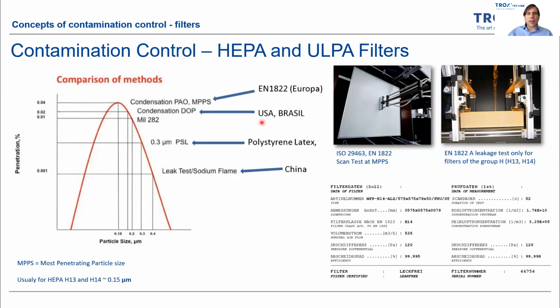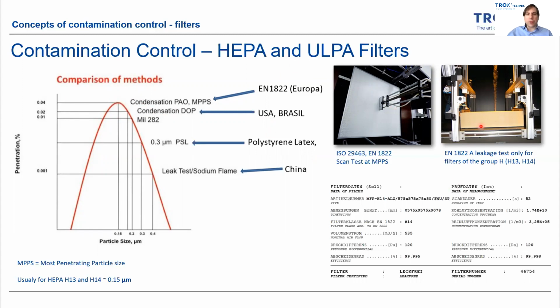A lot in South America and USA, we still use the US standard. We use the photometer. So we are testing a different particle size, but then we also say in the report that we are testing for an efficiency of 99.97%. But it means that at MPPS it will be 99.95%, for example.